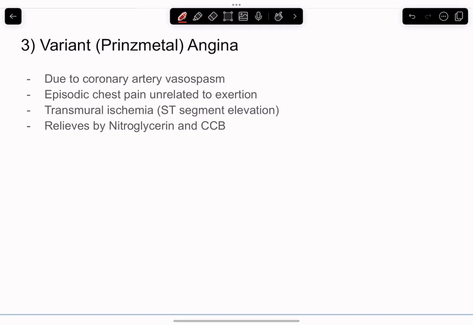Okay, let's talk about variant or Prinzmetal angina. So this is a phenomenon you see when the coronary artery undergoes vasospasm. One of the highest yield associations with this is with smokers. So smokers generally are the ones who have this coronary artery vasospasm abruptly. Okay, this is episodic chest pain that is unrelated to exertion. What that means is that the patient can be lying down comfortably and all of a sudden abruptly can have these symptoms. In this case, you see a transmural ischemia.